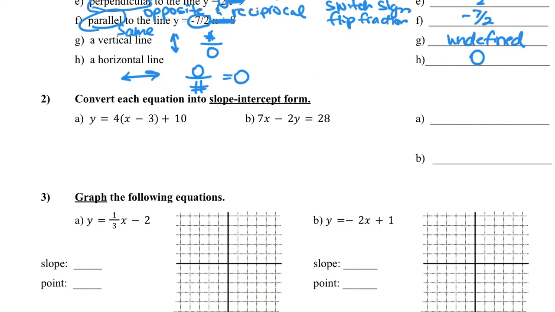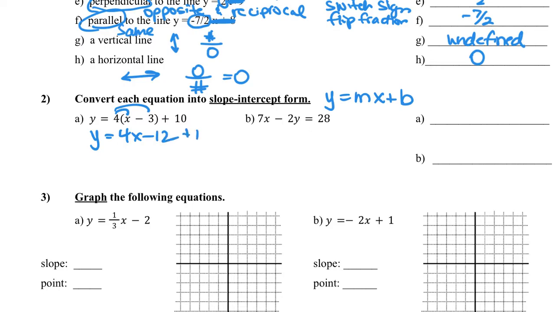Question 2 is asking us to convert into slope-intercept form. If you don't have that written down, that's y equals mx plus b, so write that down. That means I'm going to need to distribute and then collect like terms when I'm in point slope form. So that's y equals 4x minus 12.